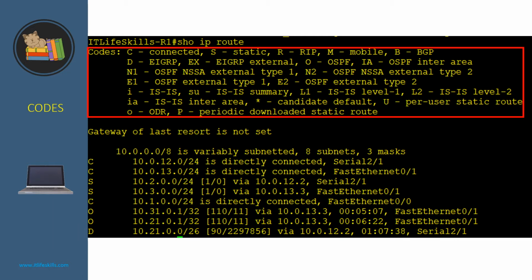D means EIGRP routes, or the router learns about that route dynamically via the EIGRP protocol. And O means OSPF routes, or the router learns about that route dynamically via the OSPF protocol.